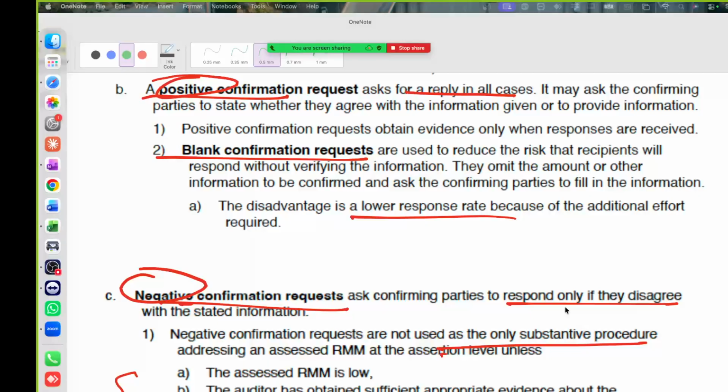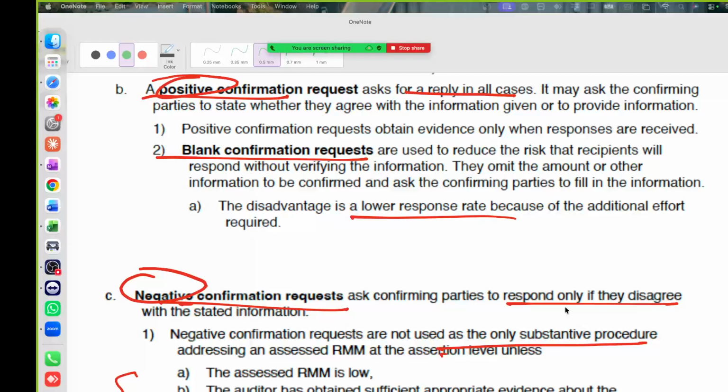In positive, you are asking the person without a number: you tell me what your dues are. You are seeing 1.8 million, but you don't want to disclose that. Fully not disclosing that and asking the customer to send a full statement is positive, and within that, blank. Positive means a reply in all cases, whether it is 1.8 million or something else. In blank, you are sending a blank confirmation saying, okay, you send me what is in your books.